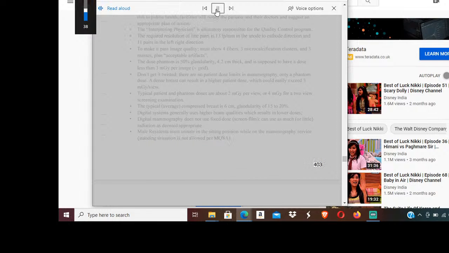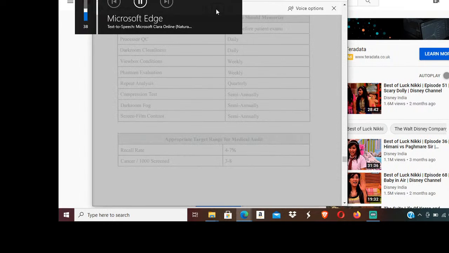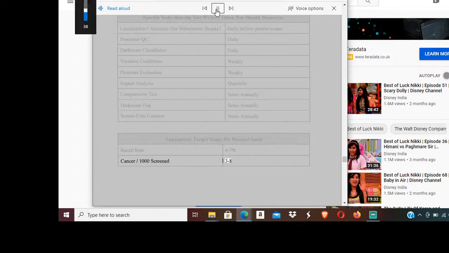Specific tasks that the test writers think you should memorize: localization accuracy for stereotactic biopsy, daily before patient exams; processor QC, daily; darkroom cleanliness, daily; viewbox conditions, daily; weekly phantom evaluation; weekly repeat analysis; quarterly compression test; semi-annually darkroom fog; semi-annually screen film contrast, semi-annually. Appropriate target range for medical audit: recall rate 4 to 7%, cancer detection rate 3 to 8 per 1000 screens.